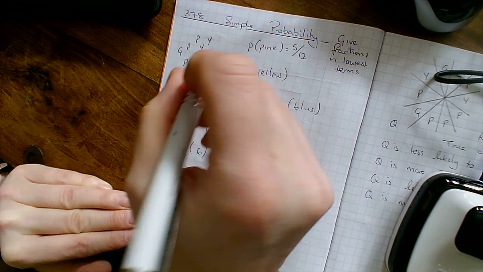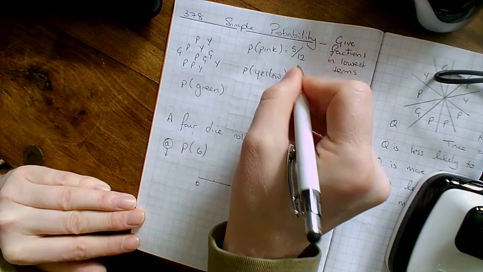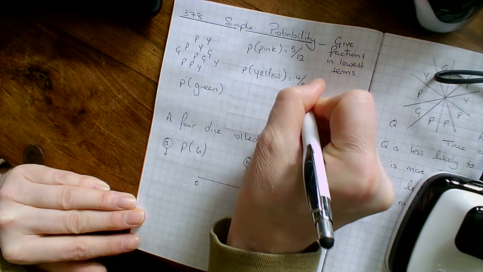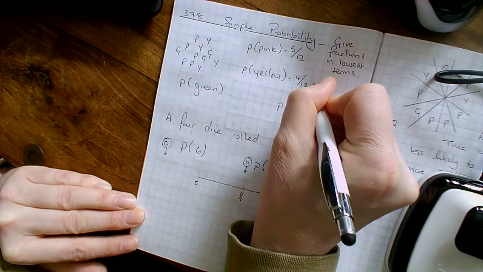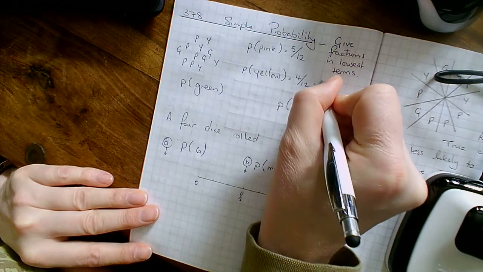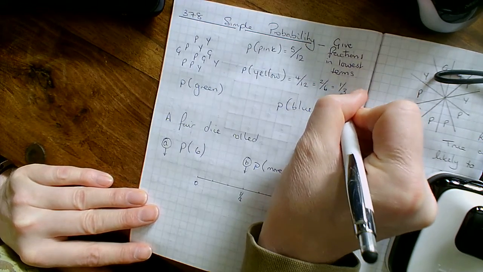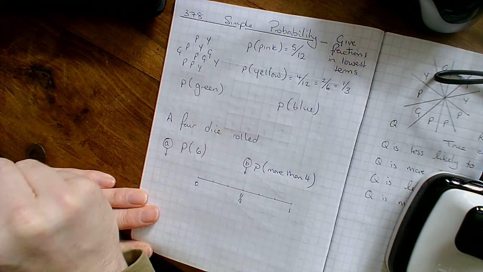Next one's probability of yellow. Yellow, there's 1, 2, 3, 4, and again it'll be out of 12, so that's equal to 4 out of 12. Which you should know will cancel down. I can divide them both by 2, I guess, and I get 2 out of 6, and then I can cancel that one and get 1 out of 3 as the final probability for yellow.